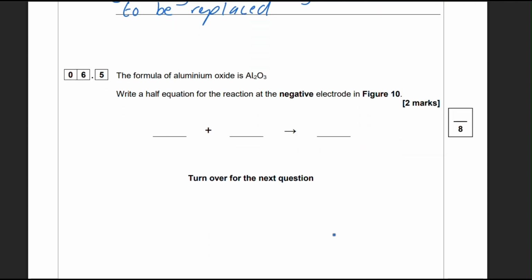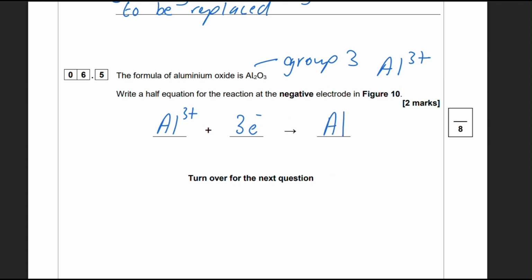And then the formula of aluminium oxide is Al2O3. You should know this, especially if you're doing the higher paper. You can use a periodic table as well, but aluminium is in group 3. This means it has 3 electrons in its outer shell, so it forms Al3+ ions. In molten aluminium oxide, you have aluminium ions floating around, and these are the ones which go to the negative electrode and pick up 3 electrons, and once they've picked up 3 electrons, they become pure aluminium metal.